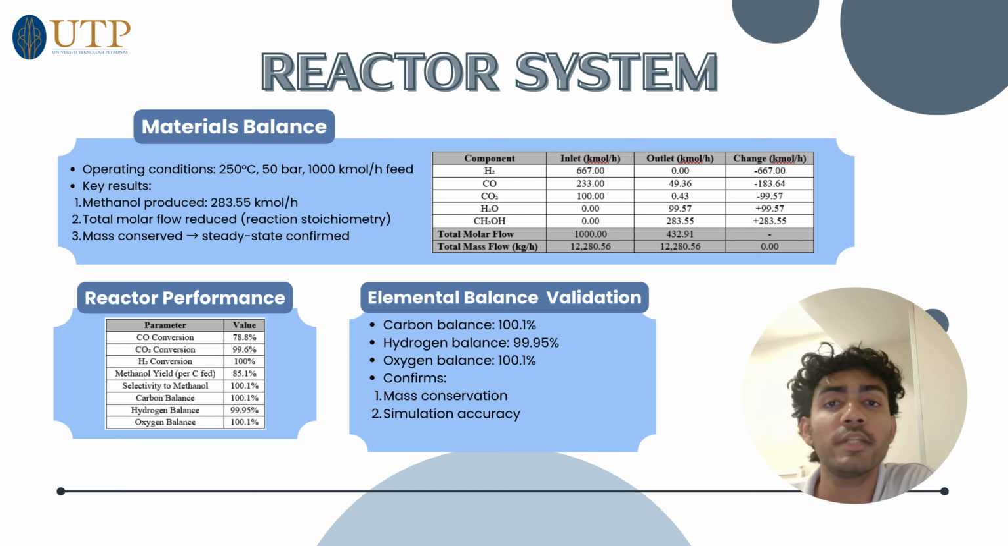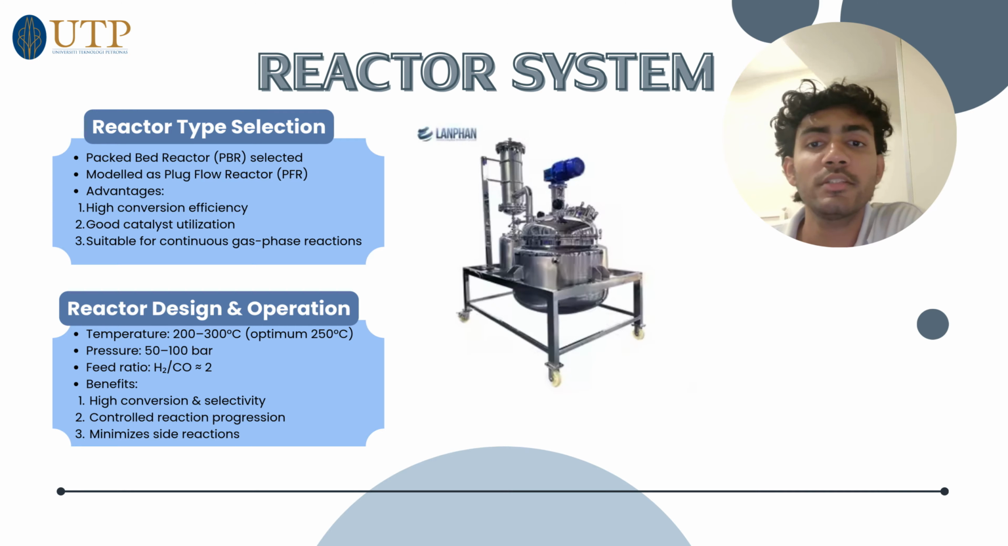are accurate and consistent. For methanol synthesis, a packed bed reactor or PBR is selected and modeled as a plug flow reactor. This type of reactor offers several advantages, including high conversion efficiency, effective catalyst utilization, and suitability for continuous gas phase reactions, which makes it ideal for industrial methanol production.